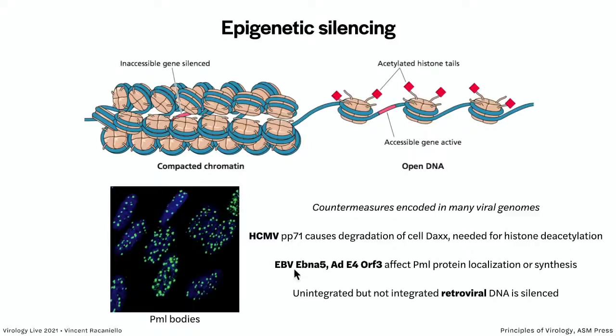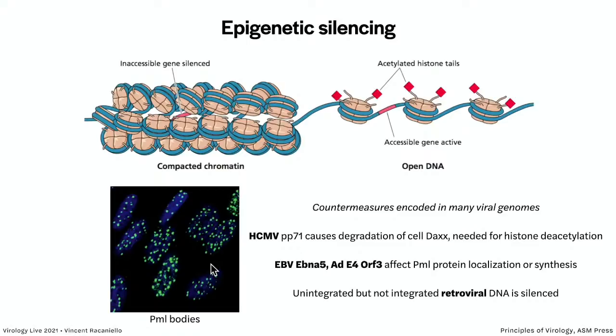Now, other viruses, Epstein-Barr virus, the herpesvirus, adenovirus, encode proteins that affect PML body protein localization. So PML bodies arise in the nucleus typically during DNA virus infection. Here is a stain of infected cells. We've stained the nucleus with DAPI, that's blue. And then PML bodies are shown by staining with an antibody against one of the protein components. You can see these green punctate structures in the nucleus. They're induced by virus infection. And they are sites where viral DNA is silenced. So the viral DNA is shunted to these locations and silenced.